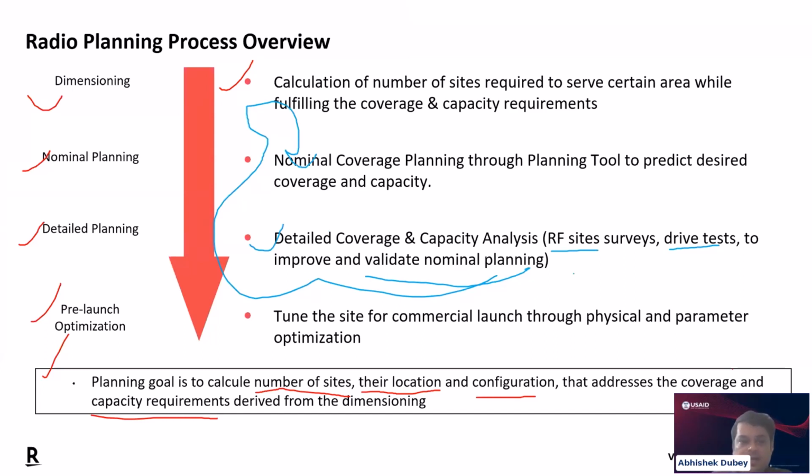Once the detail is final, the nominal is final, and you have calculated the number of sites, the next step is to tune the site for the commercial launch through physical and parameter optimization, because you are ready for pre-launch optimization. You have installed the site, everything is there, the site is on air. Now you have to fine tune the parameters for commercial launch, because pre-launch optimization is in our KRA. Means if you're working in planning for a company, then pre-launch optimization is in your KRA, in your area.